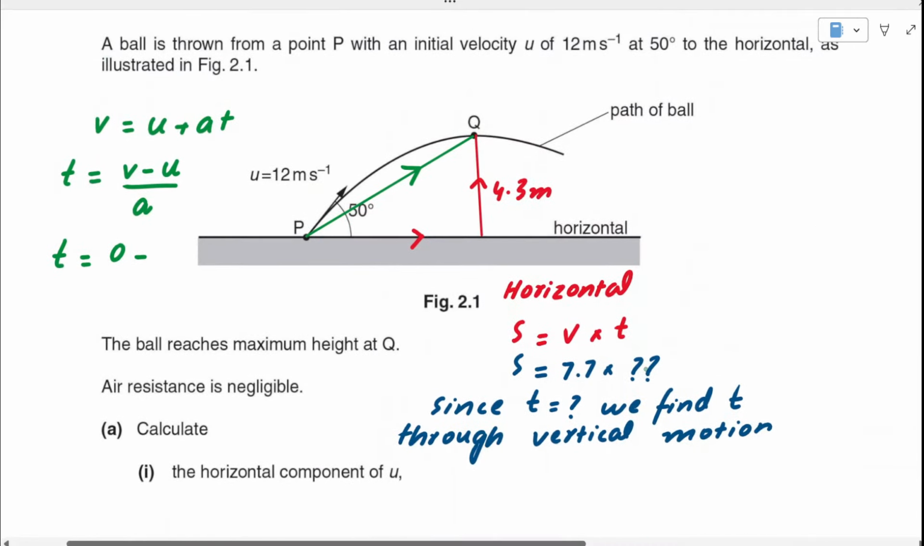So 9.2 from here, divided by the value of a, which according to the sign convention for the equations of motion of free fall, we take as 9.81 but with the negative sign. Now these two negative signs would cancel out and the value of t would be 9.2 divided by 9.81. And if I do it on the calculator, into SF, we get 0.94.